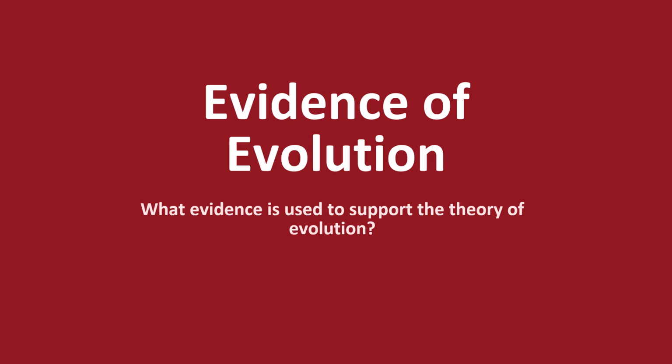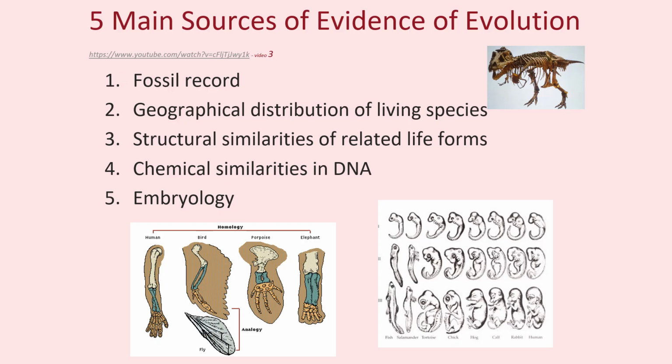This is over evidence of evolution. There are 5 main sources of evidence of evolution. The first one is the fossil record. The second is geographic distribution of living species, structural similarities of related life forms, chemical similarities in DNA, and embryology.